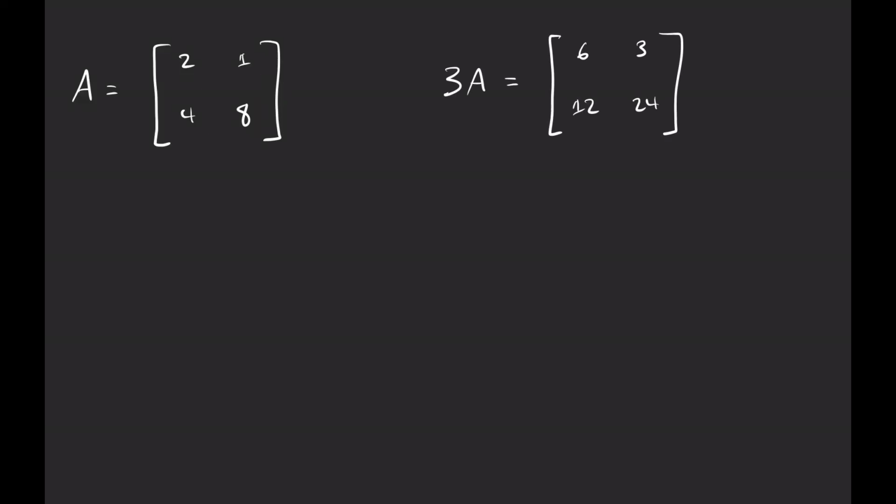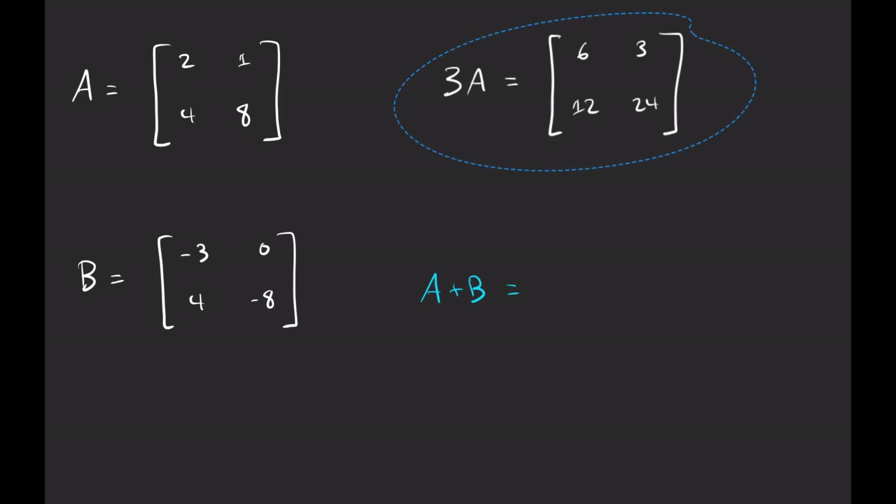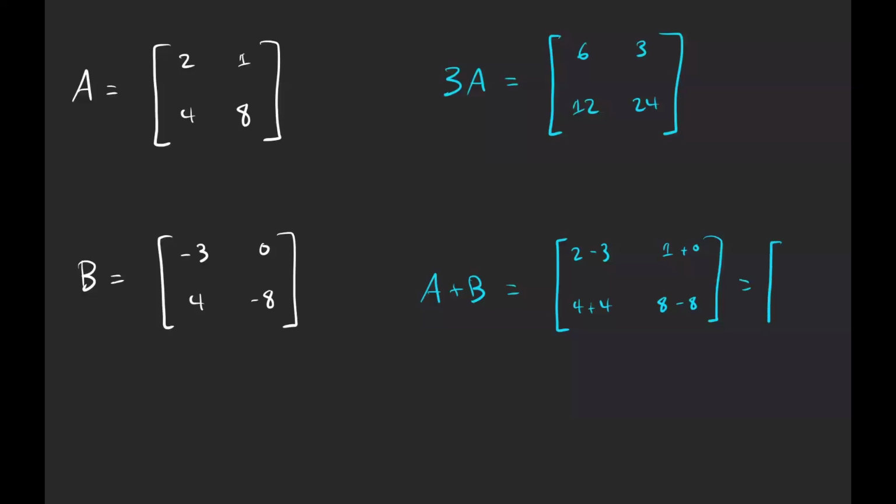Now, what if I had another matrix? Let's call it B. Let's go -3, 0, 4, and then -8. What if I wanted us to find A plus B? Let's go ahead and put this in blue, match those colors. Well, as you might expect, we just take each entry and we add them together. 4 plus 4, 8 minus 8, that's going to be 0, of course. And we get -1, 1, 8, 0.